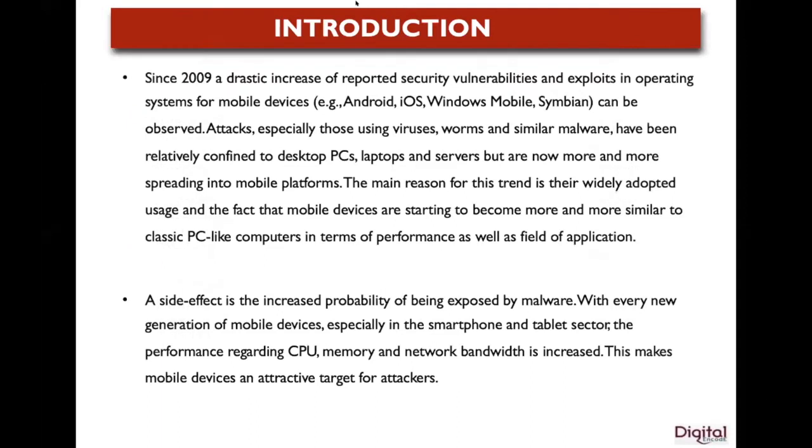All right. So, introduction. In 2009, there was an increase in reported vulnerability on mobile application. Why? Because before 2009, most of the phones we were using were not smartphones. But when the likes of smartphones started coming in, that is when there was an increase in reported vulnerability on mobile application. And what caused this?